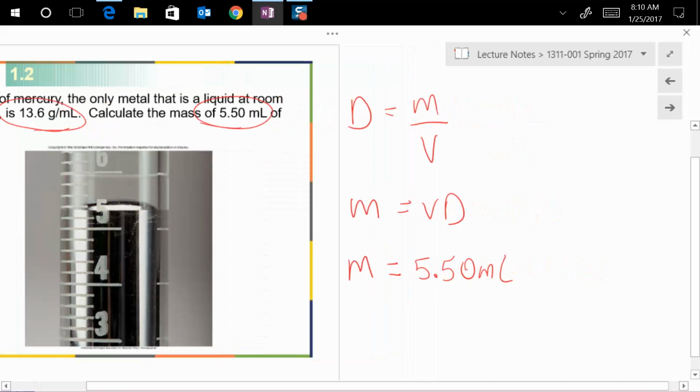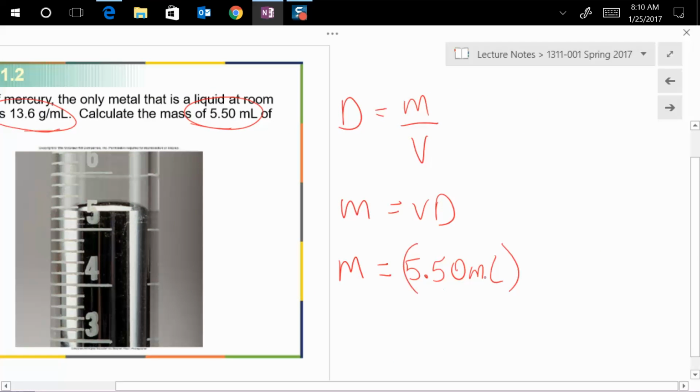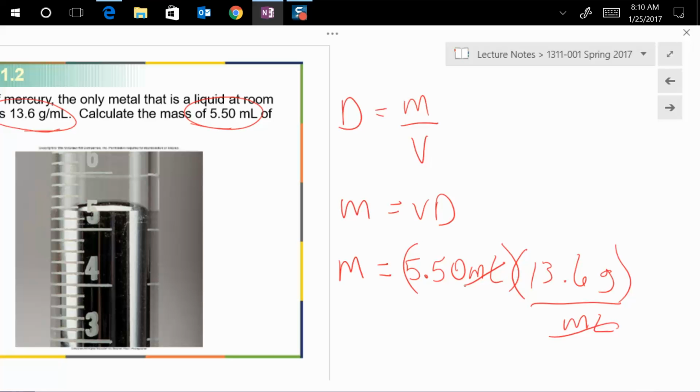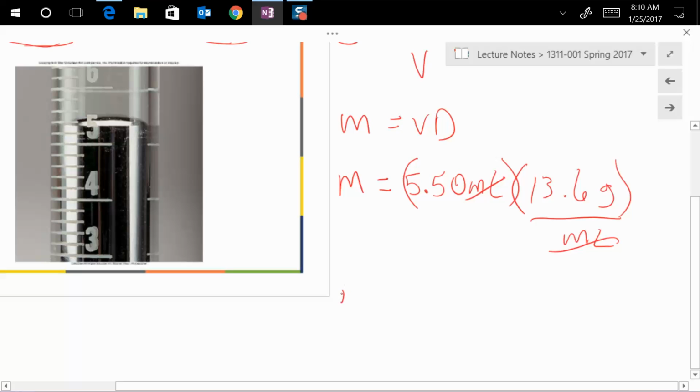So 5.5 times 13.6 grams per milliliter. My units are working here, right? I'm solving for the mass, the grams. The milliliters are canceling. I'm being left with the grams. So 5.5 times 13.6. What is the mass? 74.8. Good. So 3 significant figures, right? 3 significant figures, grams. That's the mass of this amount of mercury. Good.